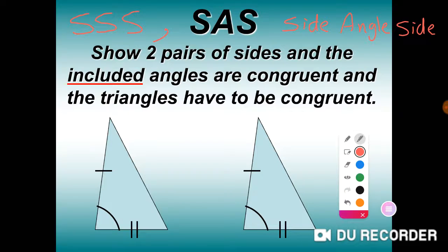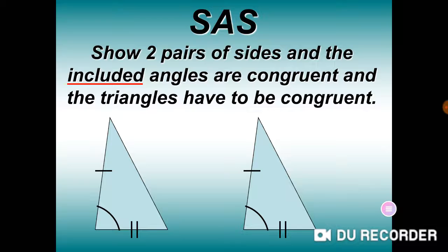So, in order to prove that these 2 triangles are congruent, you can use this postulate, side, angle, side. And you need to make sure that 2 sides are congruent and the included angle should be congruent. So the angle must be included between the 2 sides. Included means, if we're talking about these 2 sides, the included angle is the angle which is located in between the 2 sides.